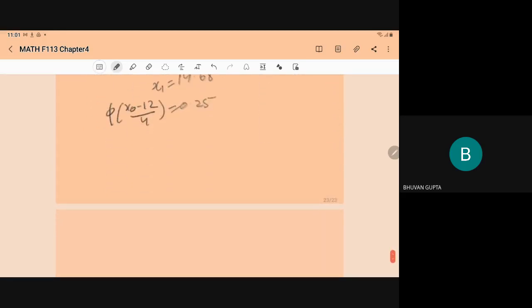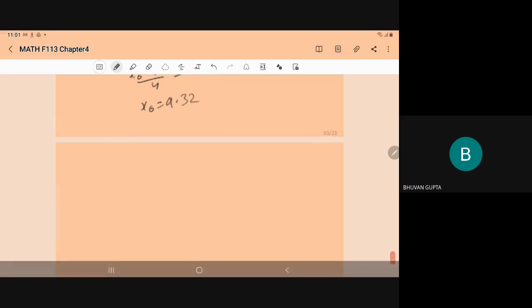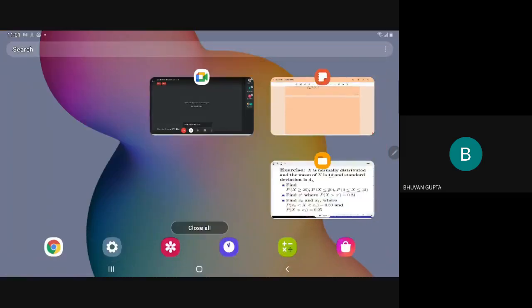And here also again you will see the table. So (x naught minus 12)/4 is equal to minus 0.67, because if you see the nearby value, it will give you minus 0.67. So x naught will come to 9.32. So in this way you can solve this kind of question.